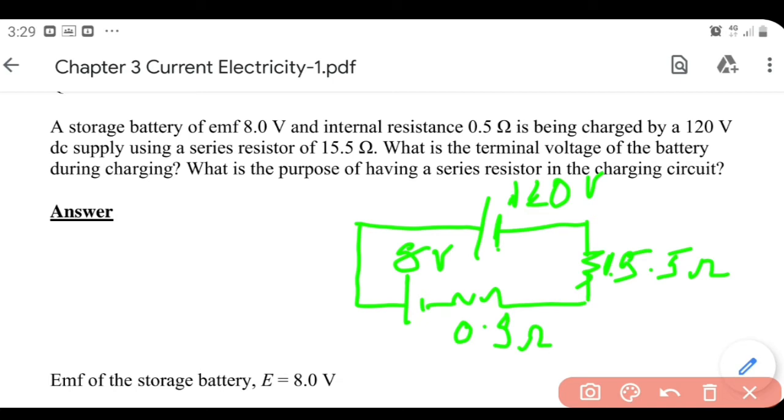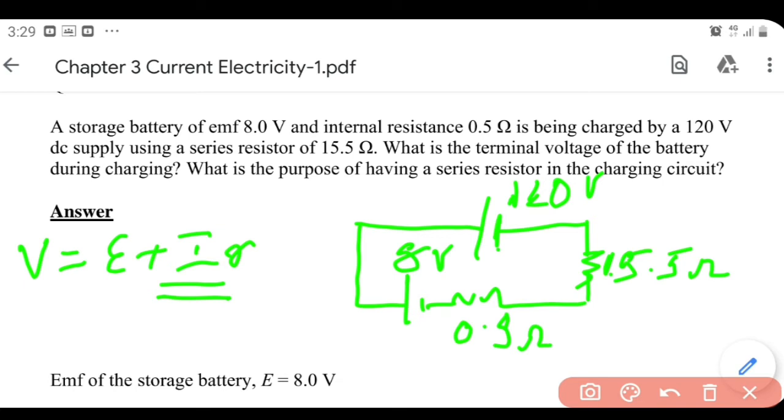So this is how the circuit comes. What is the terminal voltage of the battery during charging? You know, for the terminal voltage of the battery during charging, we have the equation V is equal to epsilon plus IR. So to calculate this terminal voltage, you need to calculate I first. What is the current in the circuit? To find the current in the circuit, it is net EMF divided by total resistance.